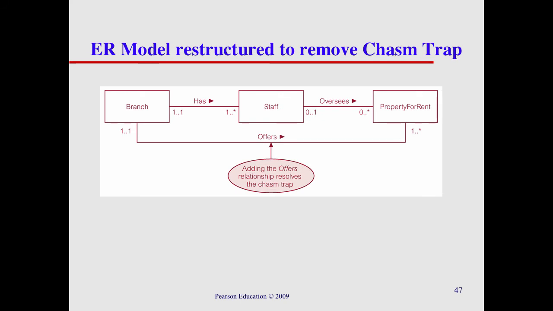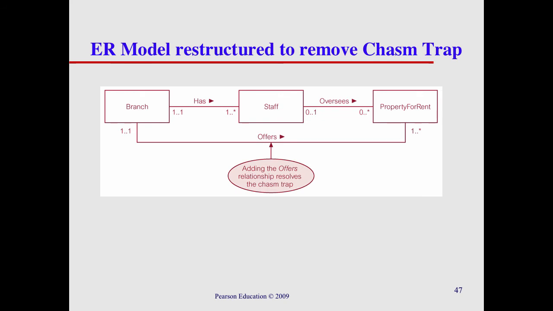With the fan trap, you can have your cake and eat it too. When you solve a fan trap, you solve the problem. When you solve a chasm trap, you introduce a new problem. It's like whack-a-mole. Hit it here, mole disappears, reappears over there. Questions about these two types of traps?